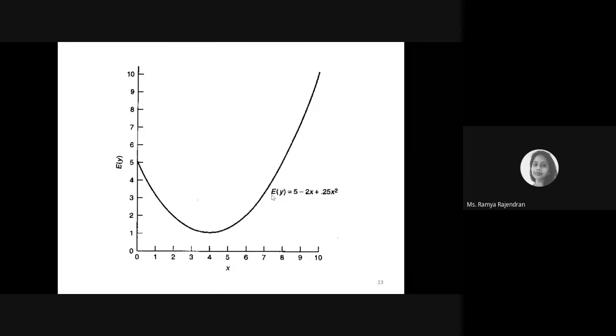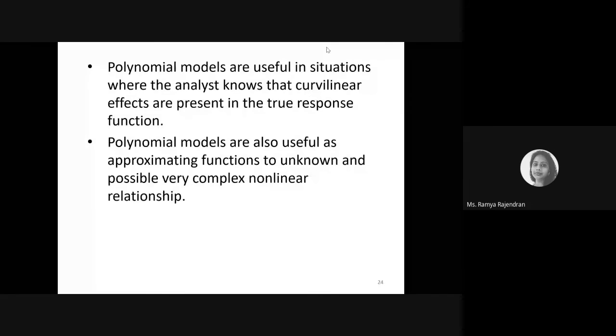Okay, so here the equation is y equals 5 minus 2x plus 25x squared. So beta 1 is minus 2, beta 2 is 25, and beta naught is 5. Okay, so here as x increases, over a period of time, y is increasing. So as I said, these polynomial models are used when you have a curvilinear relationship between the two variables.